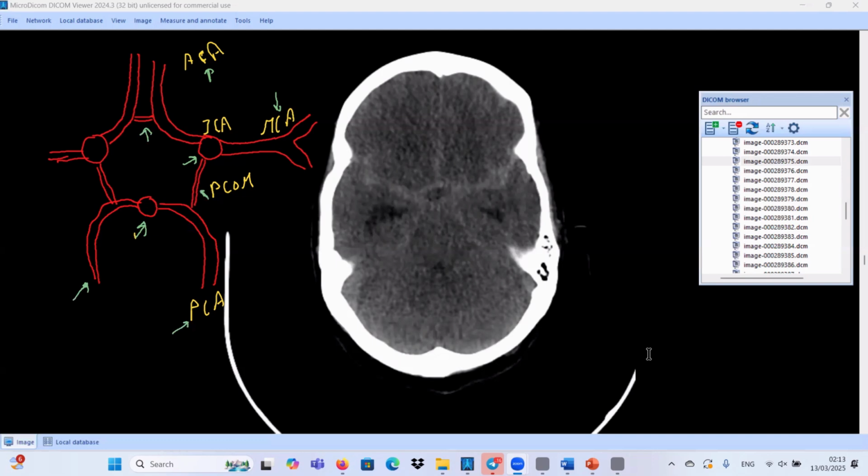If the subarachnoid hemorrhage is more condensed along the interhemispheric fissure, we will think of an ACOM aneurysm, this side. So this one, ACOM aneurysm.